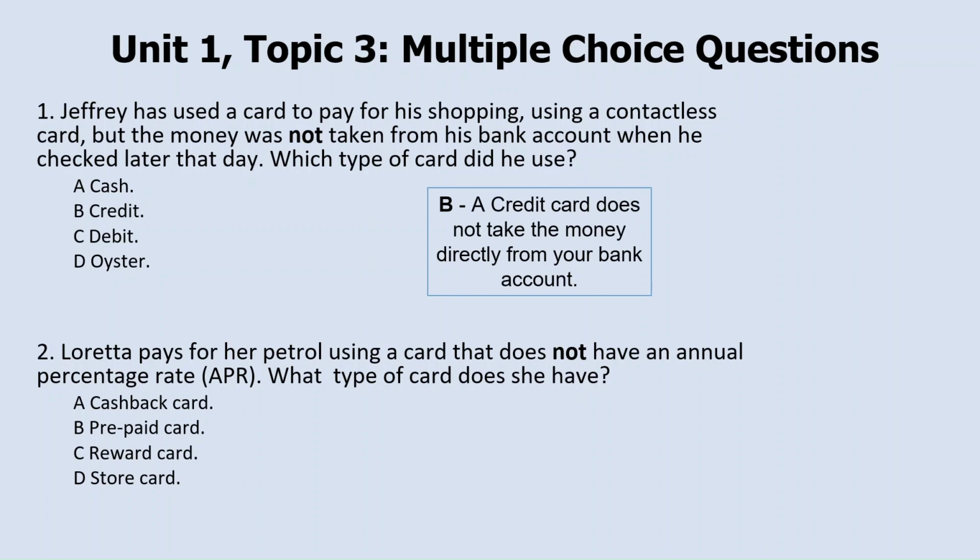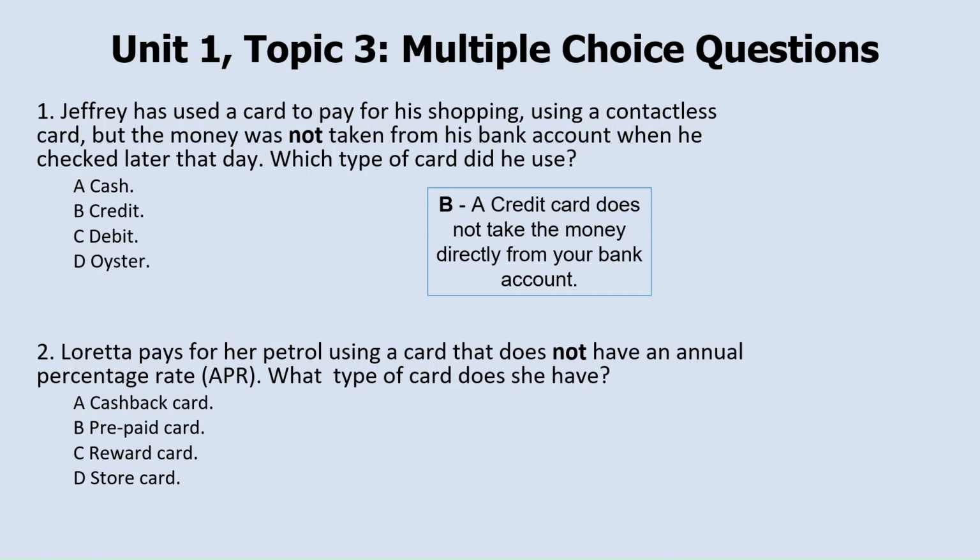The answer to question 1 was B. Jeffrey used a credit card, which does not take the money directly from your bank account. Of course, if he chose to use a debit card, it would take the money directly from his bank account instantly. Question 2. Loretta pays for her petrol using a card that does not have an annual percentage rate, APR.